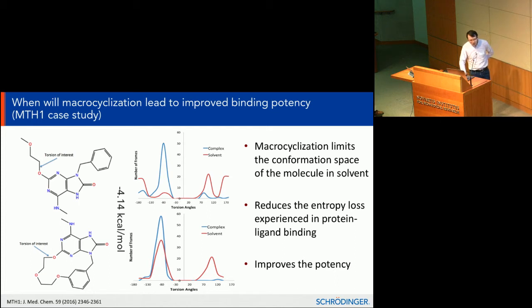However, their distributions in solvent are dramatically different. In particular, while the linear molecule can sample many different conformations in solvent, cyclization limits the amount of conformation space in solvent, reducing the amount of entropy loss experienced upon protein binding, leading to the improvement in the potency.